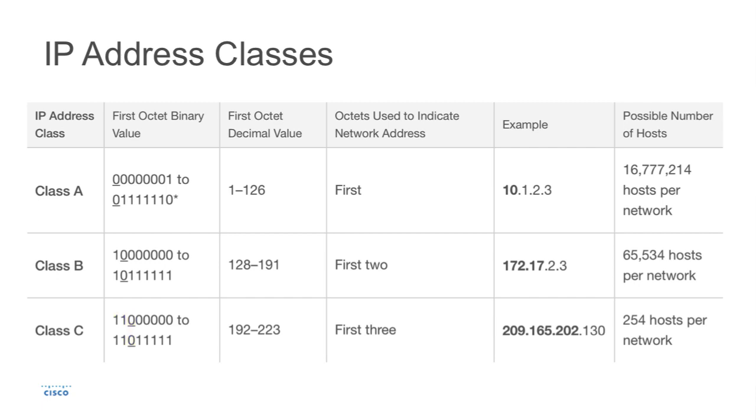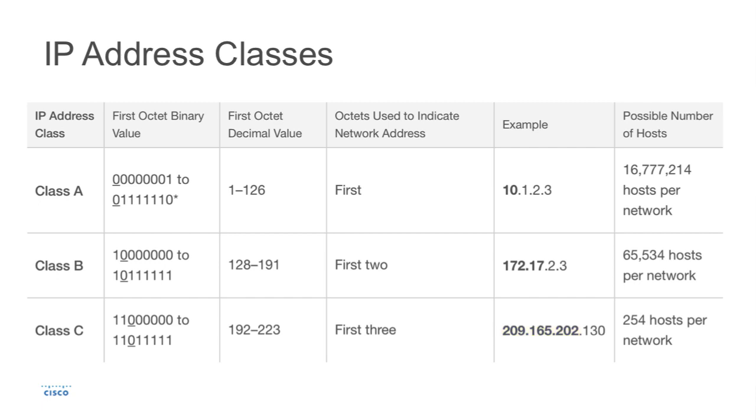For example, in a Class A address space with an IP address of 10.1.2.3, the first octet, which has the identifying value of 10, would be the network. In a Class B address space with the address 172.17.2.3, 172.17 would be the network. And in a Class C address space, the first 3 octets, 209.165.202, would be the network address.